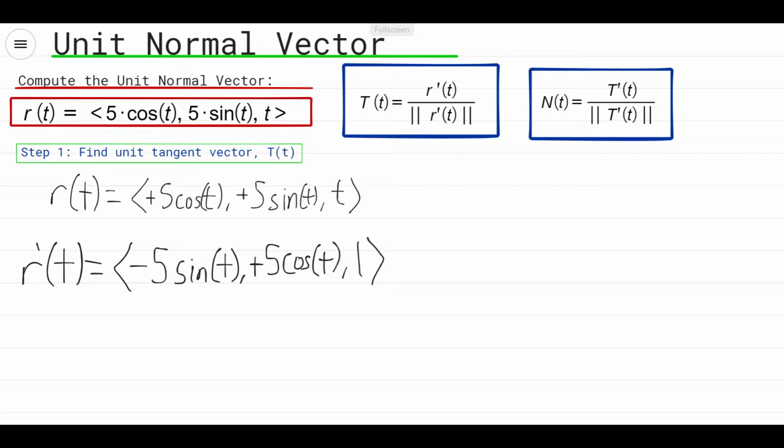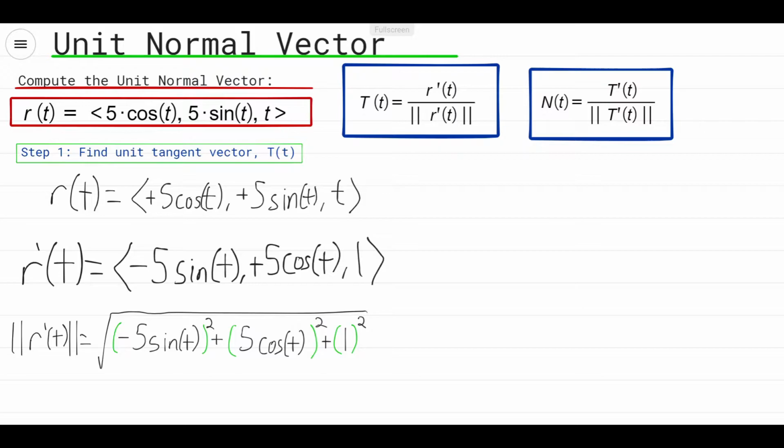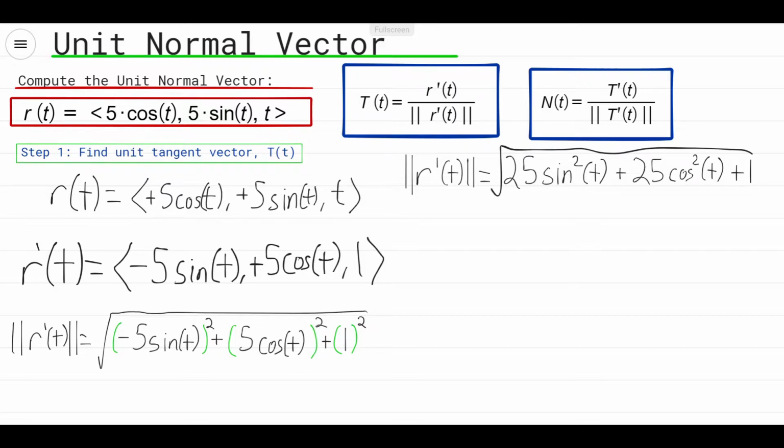Now we need to find the magnitude of r prime of t. So we take the square root and add them together: negative 5 sine of t squared plus 5 cosine of t squared plus 1 squared, inside a square root. The first thing we're going to do is distribute the square. So we get the square root of 25 sine squared t plus 25 cosine squared t plus 1. All I did was distribute the square.